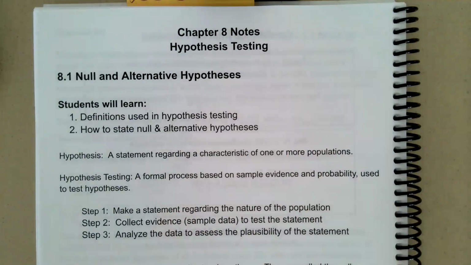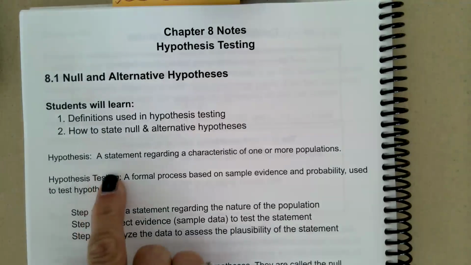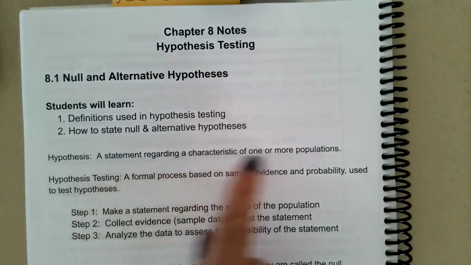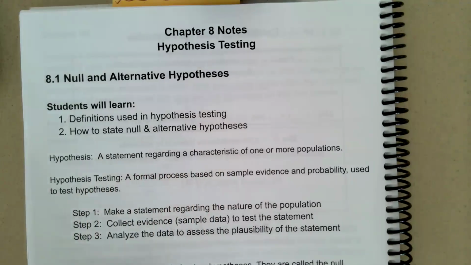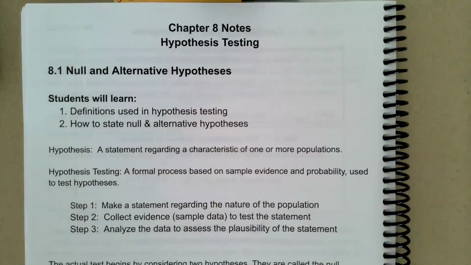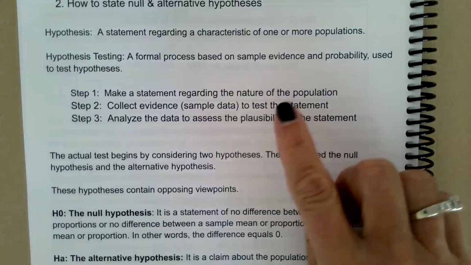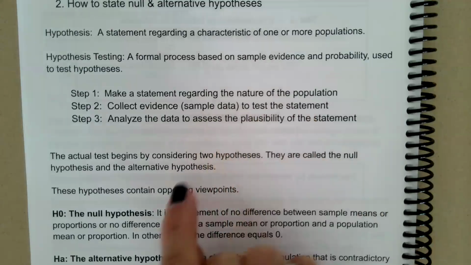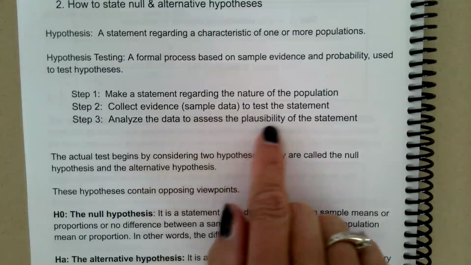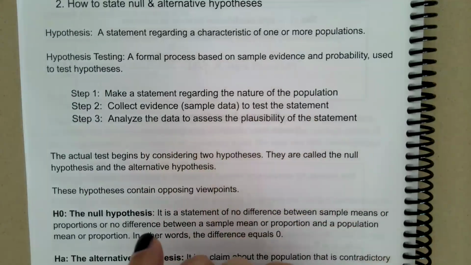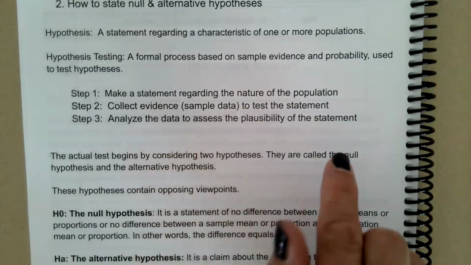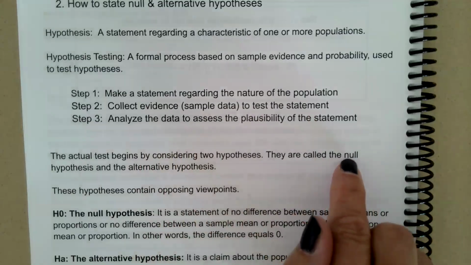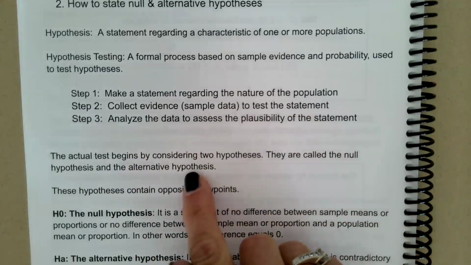and alternative hypotheses. So a hypothesis is a statement regarding a characteristic of one or more populations. Hypothesis testing is a formal process based on sample evidence and probability used to test hypotheses. So three basic steps to hypothesis testing: making a statement regarding the nature of the population. Then you're going to collect some evidence, some sample data to test that statement. And then you're going to analyze the data to assess the plausibility of the statement. The actual test begins by considering two hypotheses. They are called the null hypothesis, which is what we believe is true about the population, and the alternative hypothesis.